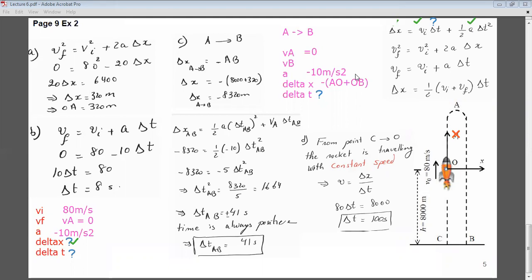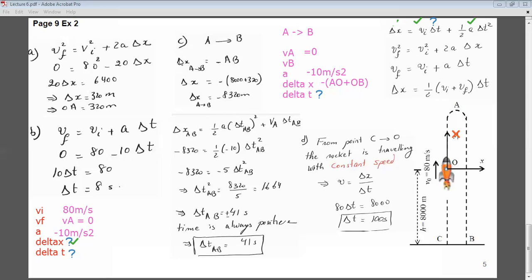Let's try and see if we can use another equation, maybe an easier one. Equation number 3. Do I have the final? No. V at B, I don't have it. Do I have the initial? Once I don't have one of them, then I cannot use it. Same thing about the last equation. I cannot use it because I don't have VB. So I only have one option, which is equation number 1.